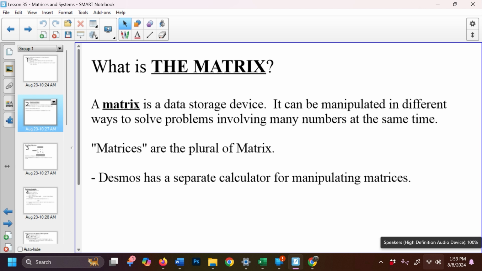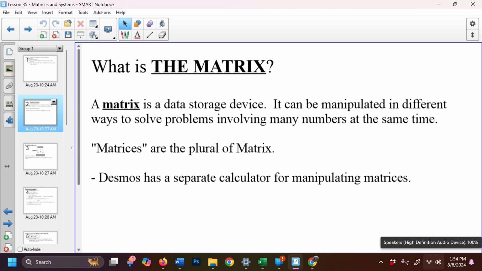A matrix is just a data storage device that can be manipulated in different ways to solve problems involving many numbers at the same time. Matrices is the plural of matrix, and Desmos has a separate calculator for manipulating matrices. Matrices by itself is a very large topic. We are not going to spend a bunch of time on it.